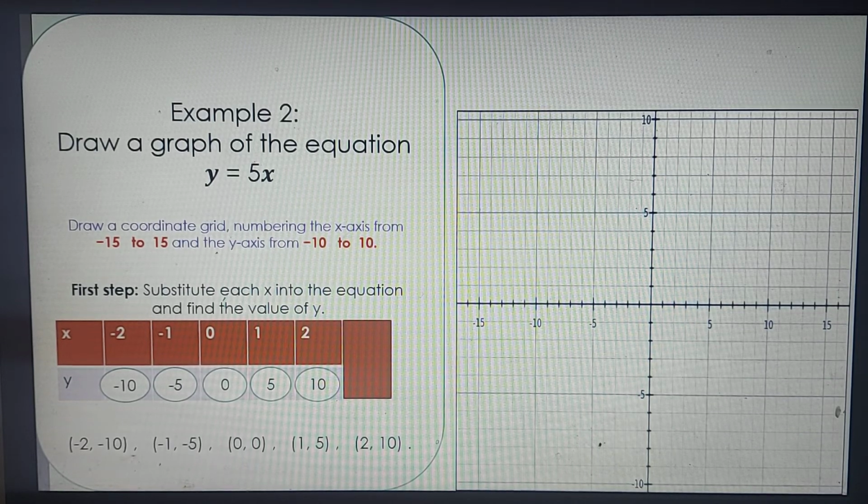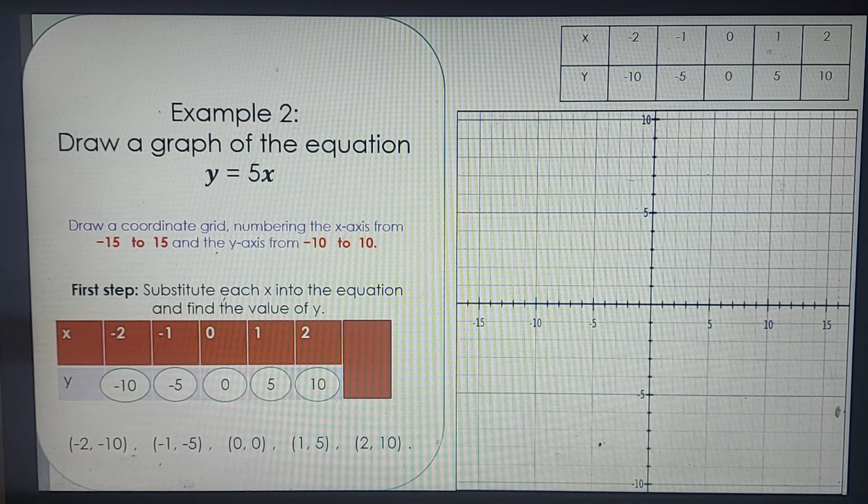So we take the coordinates and we plot the points on the graph. So the first one is when x is -2, y is -10. The next one is when x is -1, y is -5. The next one is when x is 0, y is 0. The next one is when x is 1, y is 5. And the next one when x is 2, y is 10. Then we connect the points. So this is the graph of the equation y equals 5x.